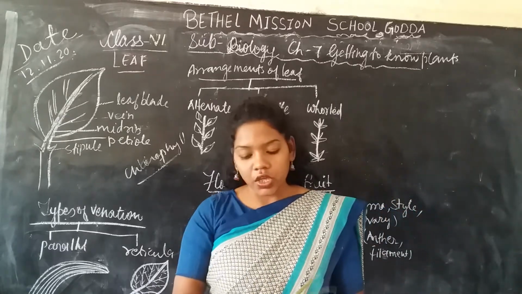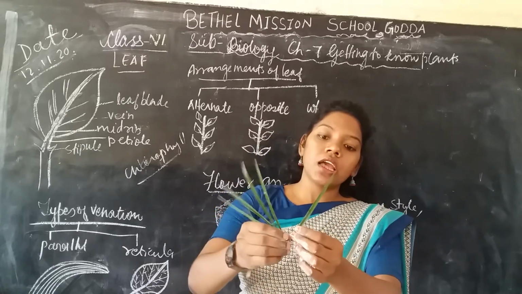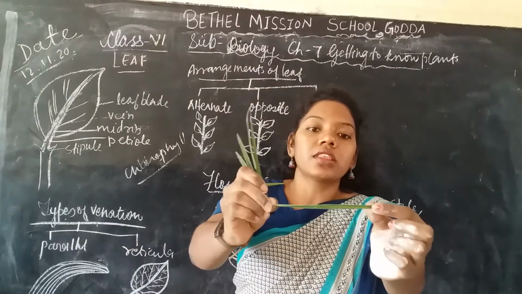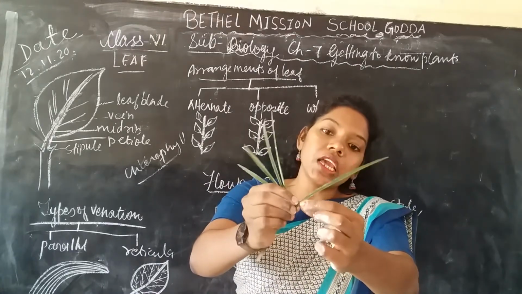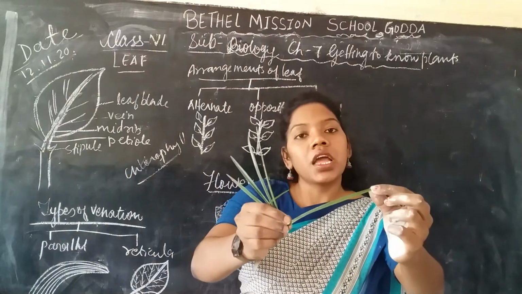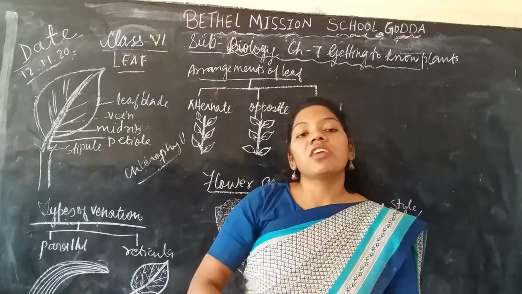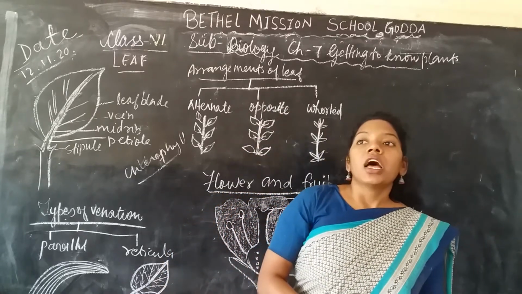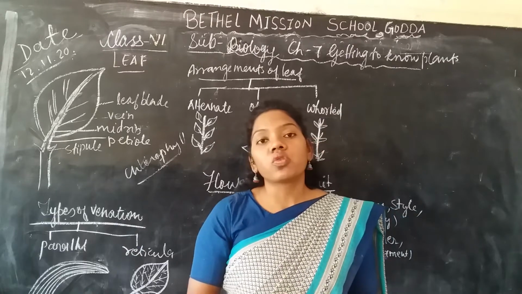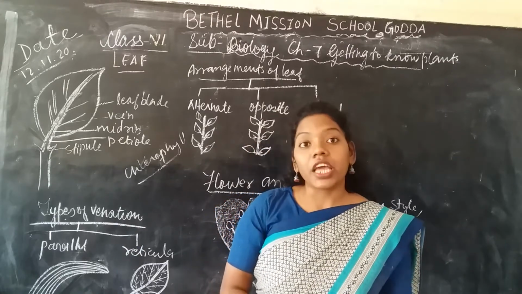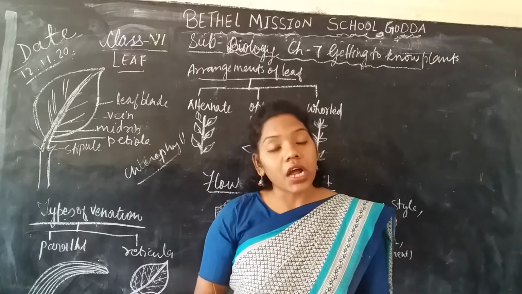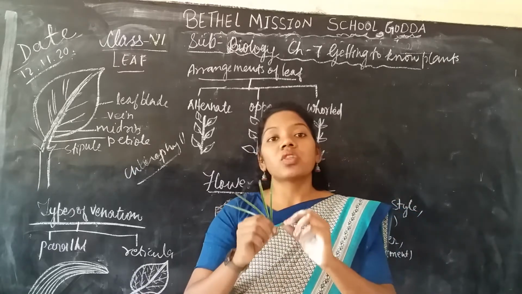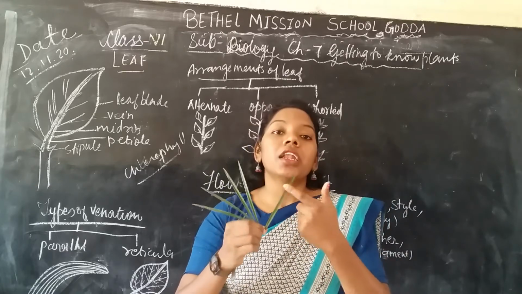parallel venation. You can see this is a leaf. The veins which you see inside, you cannot see properly, but they are arranged in a parallel way. And this type of leaf can only be seen in monocot plants. Monocot plant means the plant which has a fibrous root and one cotyledon, like rice, maize, and grass. These are the important plants which have the parallel venation.